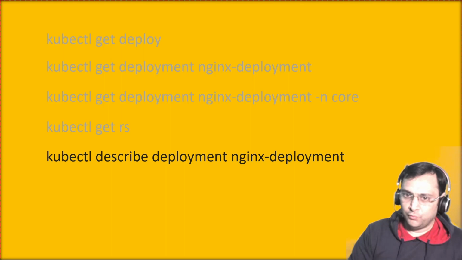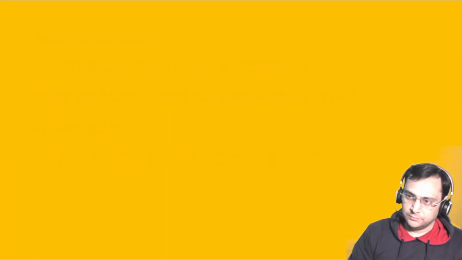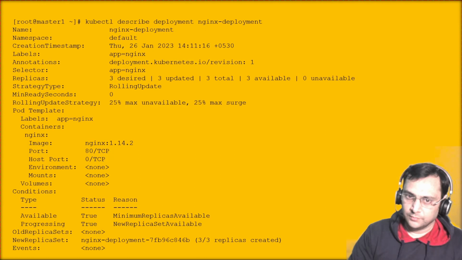If you want more information, then you can execute the command kubectl describe deployment nginx-deployment. Name of the deployment is nginx-deployment.